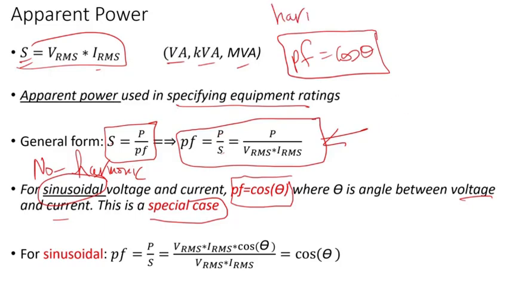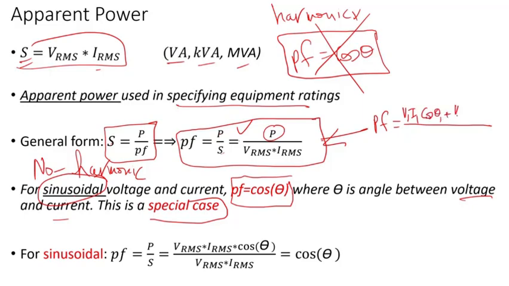If you have harmonics, you cannot use this equation. So then you have to use the general formula, because why do we say power factor equals cosine theta? Again, if I go back to the general formula, P is equal to P. What is P? If I want to write it in general, it's V1 times I1 times cosine theta 1 plus V2 times I2 cosine theta 2 plus dot dot dot.